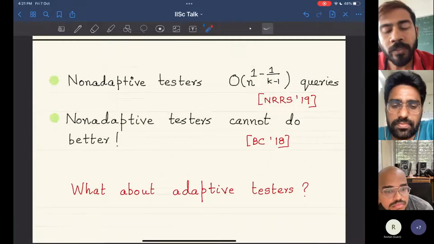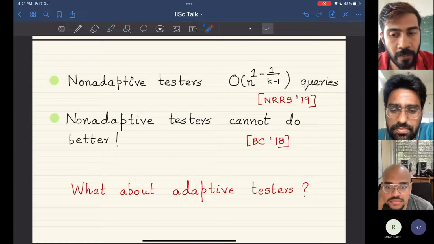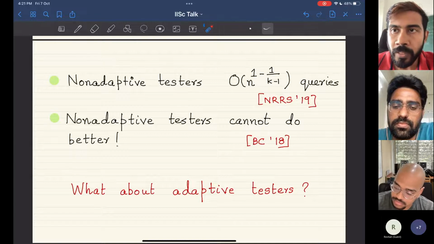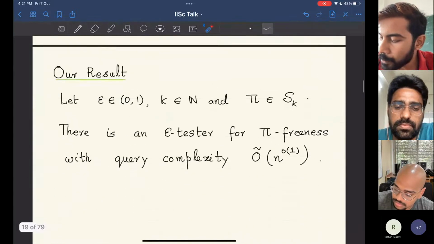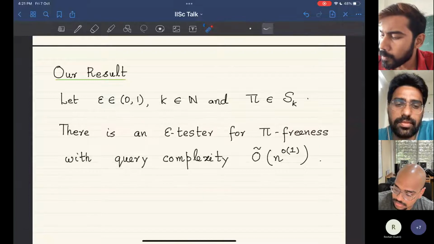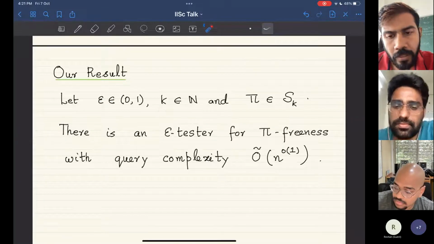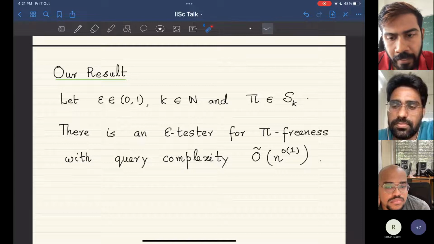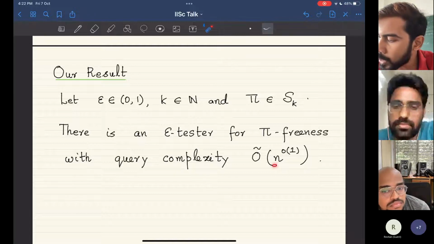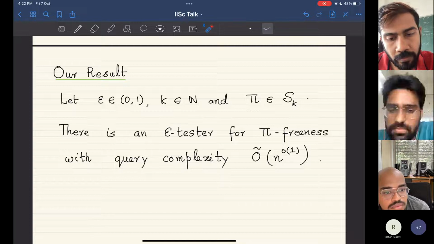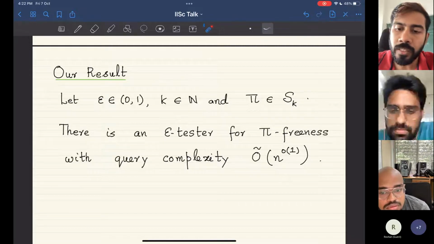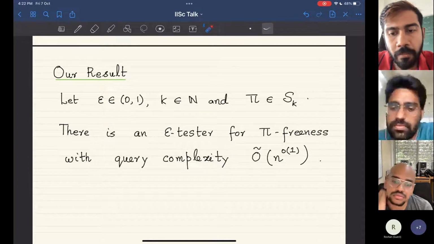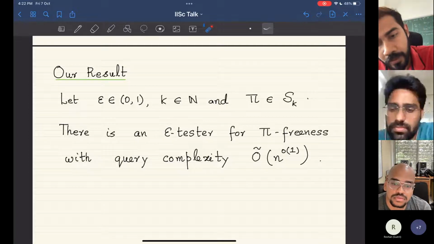So then the question is, can we do something with adaptivity for arbitrary patterns? And this is our main result. So this is the context and history of the problem, and our main result is that for every constant k, we can test pi-freeness of patterns of length k on arrays of length n using n to the little o of 1 queries. It's much better than this close to linear bound. This is the main contribution, main result.